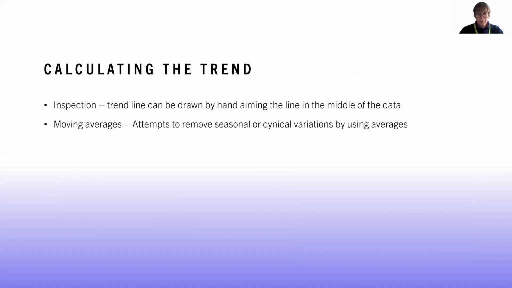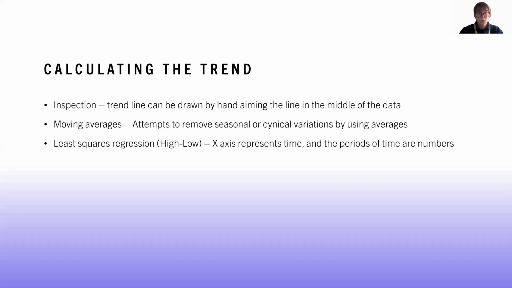Moving averages. This will attempt to remove any seasonal or cyclical variation by the law of average. And the last one is the high-low method, or least squares regression, it may be called. In this situation, the x-axis is going to represent time and the period of time are going to be in numbers.